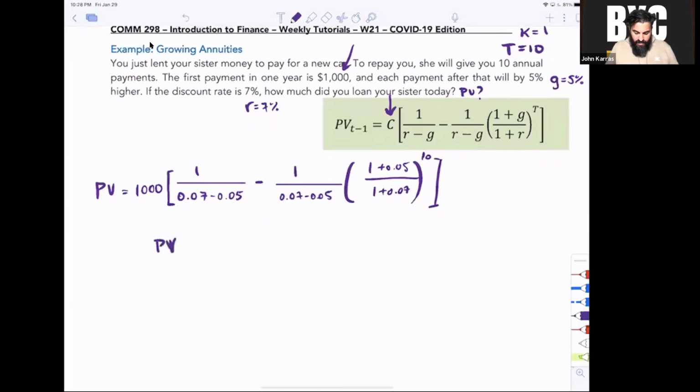Okay, so if you guys have chatted the answer to me, I got the same thing as you, 8597.63. Present value, the amount that you lent your sister today, is 8,597 and 63 cents. As we finish writing that up, are there any questions about this new type of cash flow? The big giveaway, of course, was the growth rate, right? Each payment after that will be 5% higher. There's a typo there.